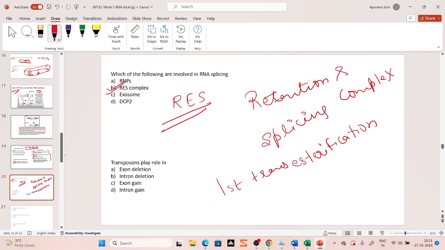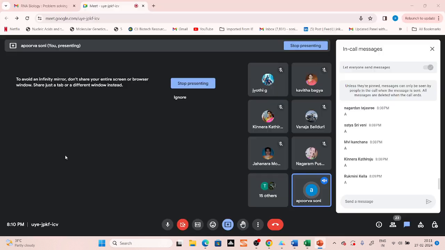Okay. Now, transposomes play a role in exon deletion, intron deletion, exon gain, intron gain. This portion also we haven't studied, but again it was there for me to include, so I have to. You try, then I will explain. If you know the function of transposome, then you can explain this point. Transposomes play a role in exon deletion, intron deletion, exon gain, intron gain.